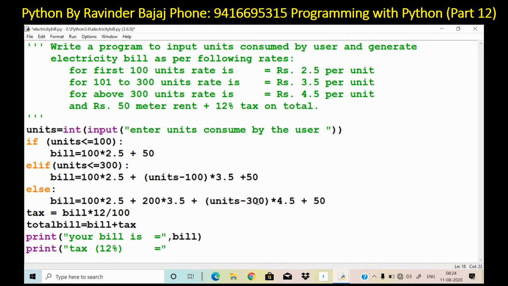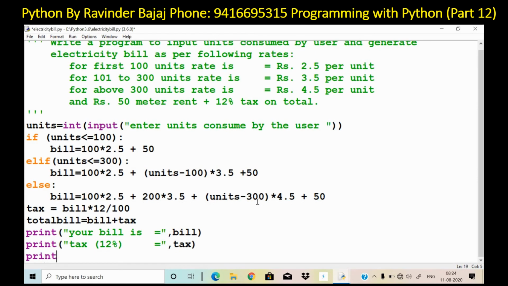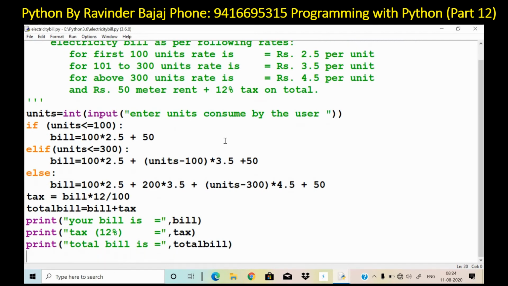Now print your bill is, print your tax is tax, and print your total bill is total bill. Now see, it should be units here.